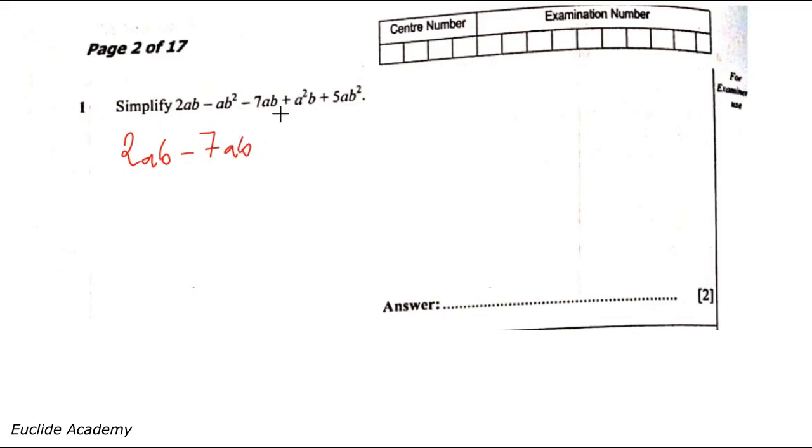And then I'm going to get also negative ab squared. I'm going to look for another ab squared in these terms. So we've got plus 5ab squared. So the term that is remaining now is the term a squared b. So we'll just add plus a squared b. That is the final term there.